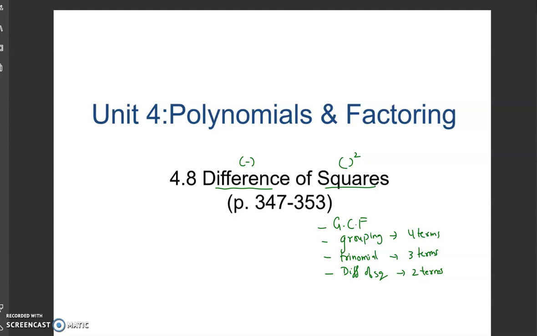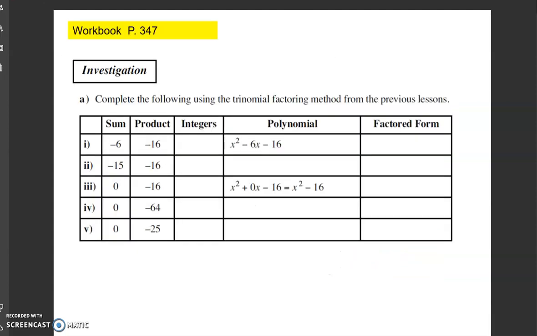Okay. So before we take a look into what difference of squares is, there's an investigation on page 347 we should first take a look at. So this is a continuation of our trinomial factoring. So here we have a trinomial, and if you remember, the middle term is the one that we look for the sum, and that's what they're writing over here, that the sum should be -6, and the product is our last term, which is -16 here. So we're looking for a product of -16.